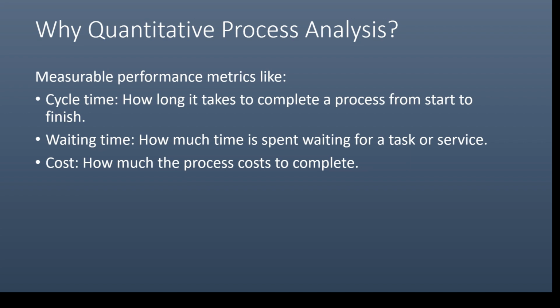This is where the quantitative analysis comes in, giving measurable performance metrics: cycle time, waiting time, and cost. Cycle time is how long it takes to complete a process from the beginning till the end. Waiting time is how much time is spent waiting for a task or service. Cost is how much the process costs to complete.